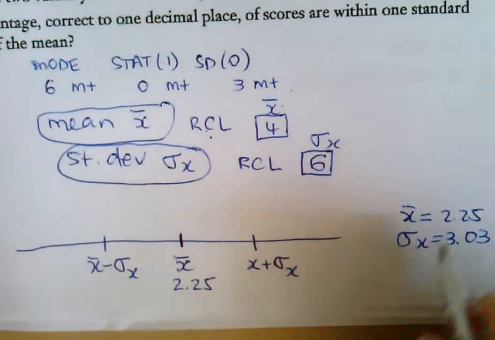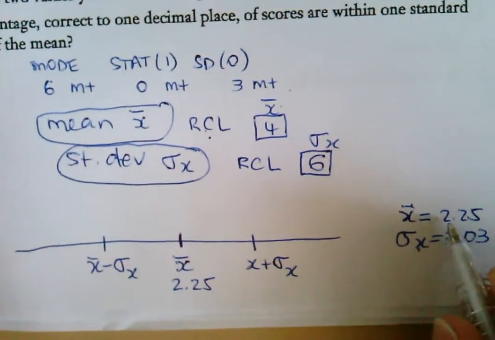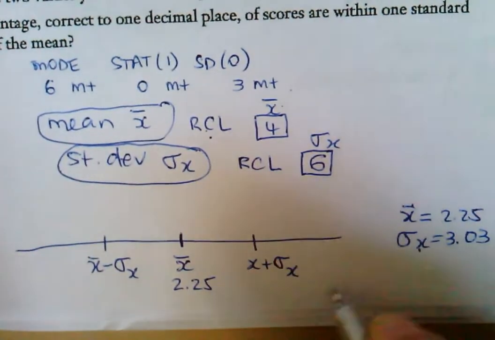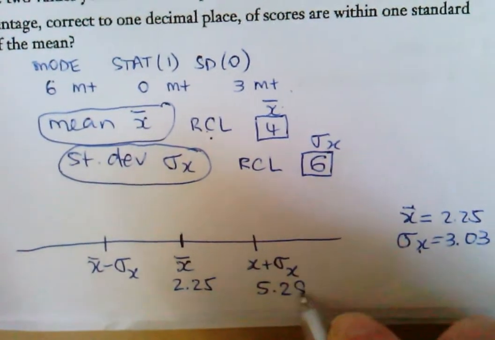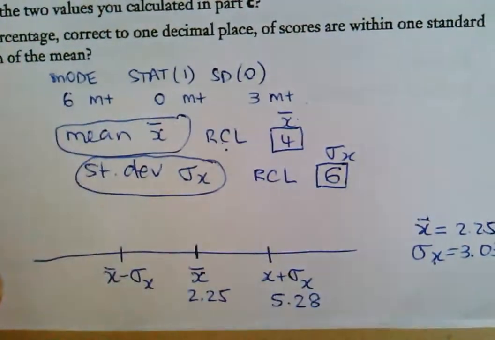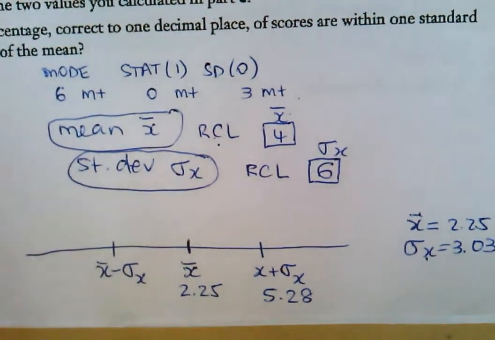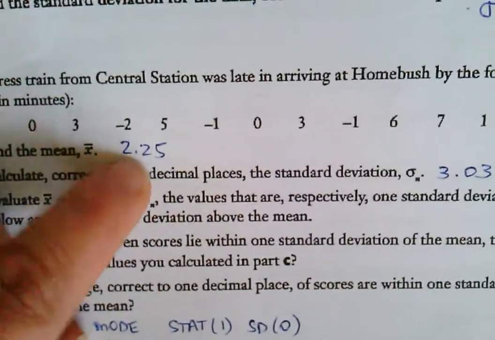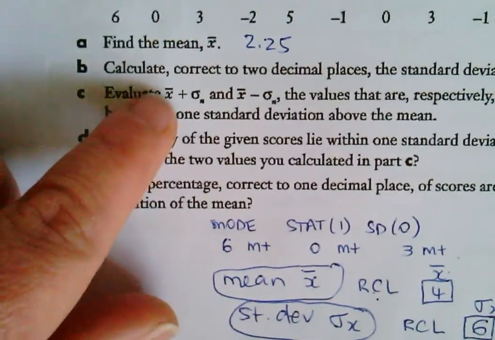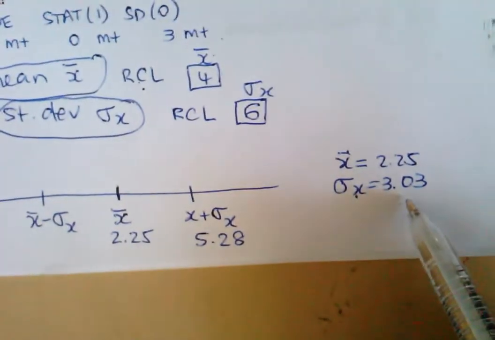So therefore the mean plus the standard deviation is 2.25 plus 3.03, which is 5.28. Are you okay with that? No. It's asking me what is the mean plus the standard deviation. You've just worked out the mean is 2.25 and the standard deviation is 3.03. They're asking for the mean plus the standard deviation. So you just add the two values together.